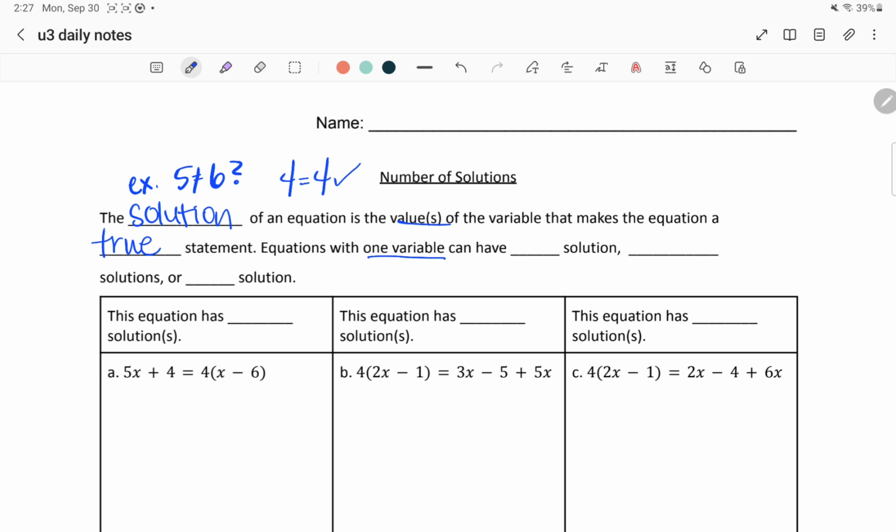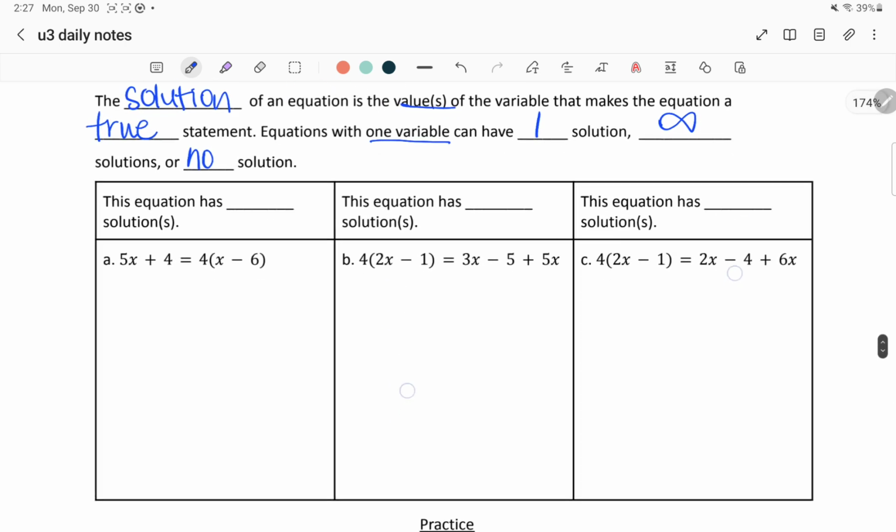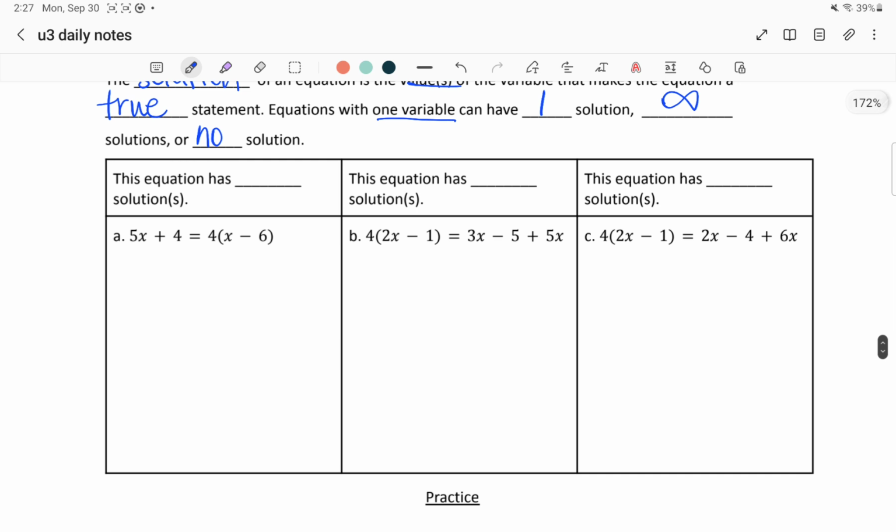Equations with one variable, meaning one letter. So there's 3 x's, but there's only x's, not x's and y's. That's what I mean by one variable. Only one type of letter. Equations can have one solution, infinite solutions, or no solution. And you have to look at your homework and solve the equations and then say how many solutions they have.